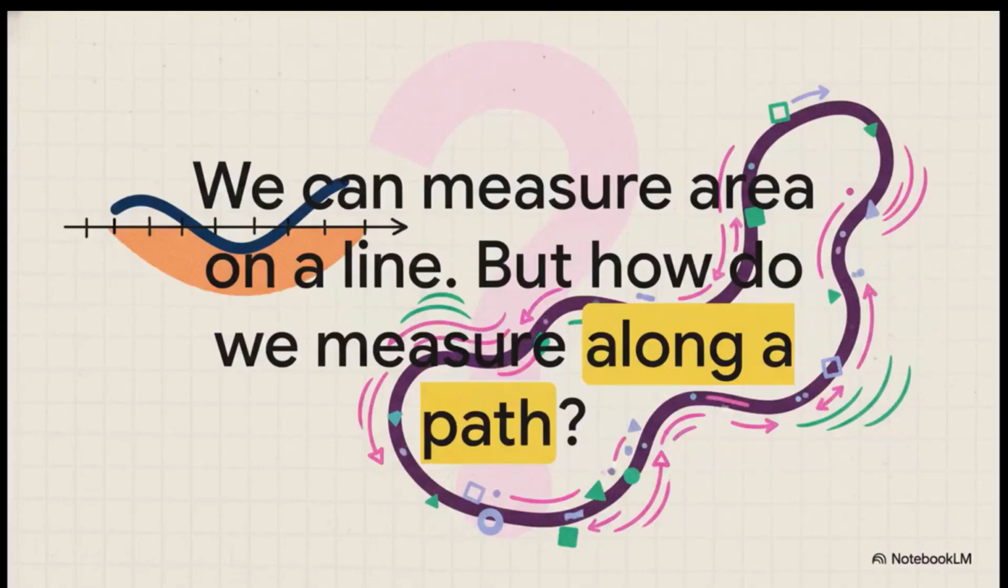Think back to calculus class. We all learned how to find the area under a curve on a plain old number line, right? But what happens when the world isn't just a straight line? What if you want to measure something not under a curve, but along some winding, twisting path in 2 dimensions? I mean, how would you even start to tackle that?